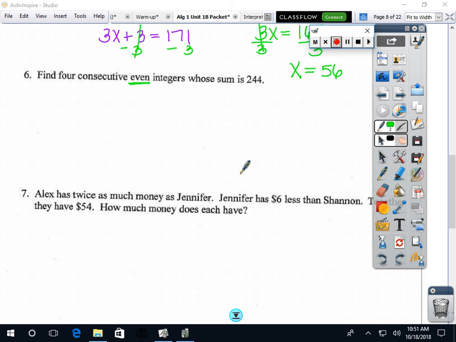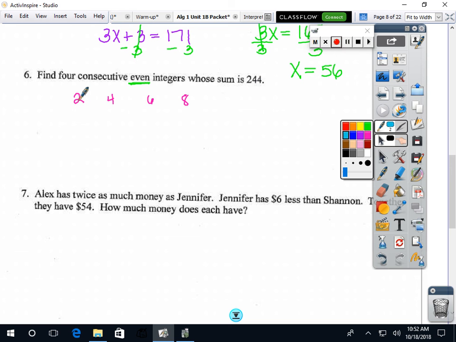All right, number 6, find 4 consecutive even integers whose sum is 244. Even means like 2, 4, 6, 8. Consecutive means don't skip any. But obviously, those are not the 4 we're looking for because those 4 do not add up to 244. But they can help us create the equation.